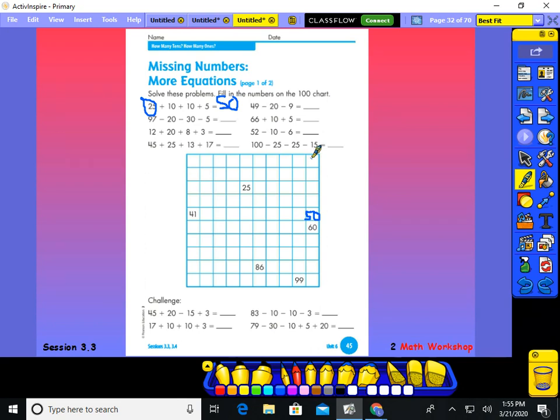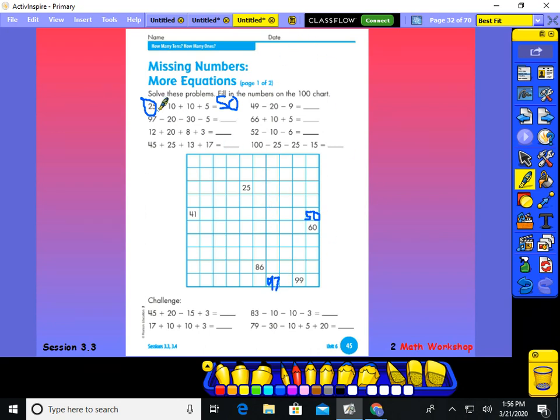Probably you'll see some people do this, 10, 20, 30, 40, 50, 60, 70, 80, 90, 91, 92, 93, 94, 95, 96, 97. Hopefully, though, you would see people say, oh, there's 99, so this must be 97. Have them go ahead and write that 97 in.